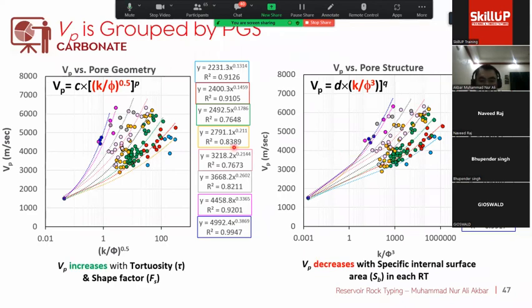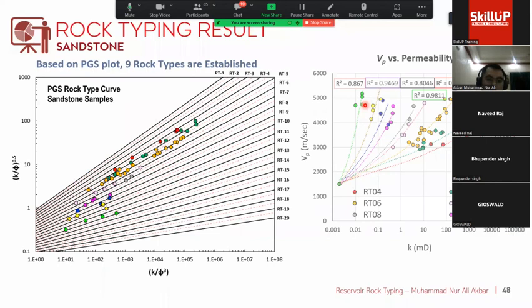Yes, from here we can see that PWF velocity has a really good relationship with the pore geometry and pore structure. So that's why later, when we have a good permeability and porosity prediction, we can predict the PWF velocity once we don't have the measurement in the wellbore. This is also the same for our sandstone data.